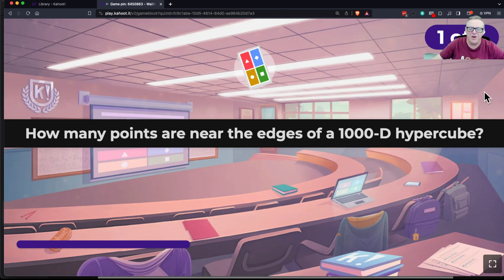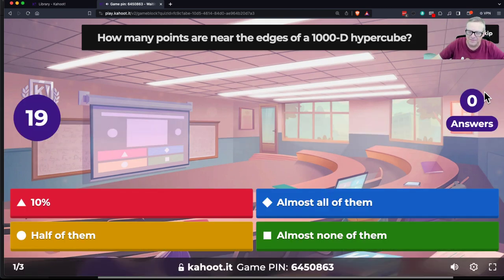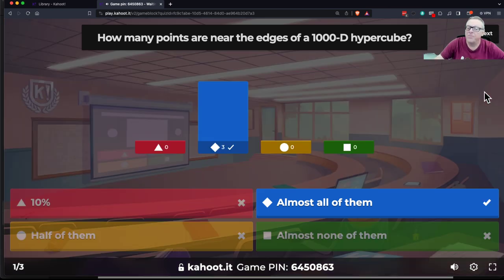All right. How many points are near the edge of a 1,000-dimension hypercube? Right, almost all of them are near the edge.